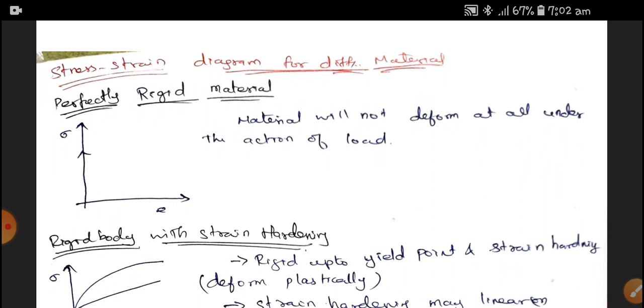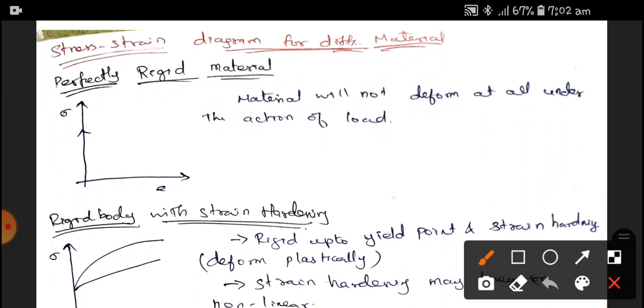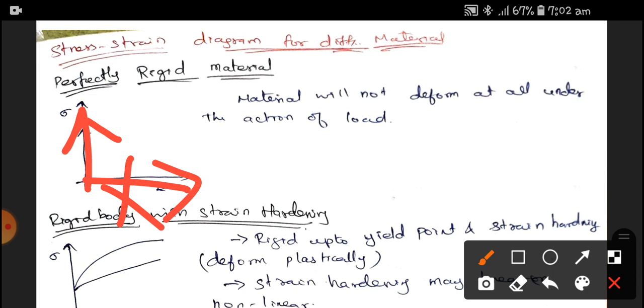First, for the perfectly rigid material, there is no strain, therefore stress we can build up. The material will not deform at all under the action of load. That is called perfectly rigid material. We know that rigid material won't deform. Therefore, in the y-axis itself, it will have a stress.